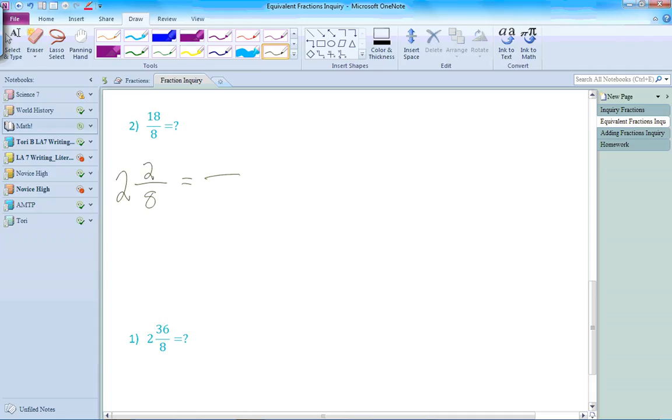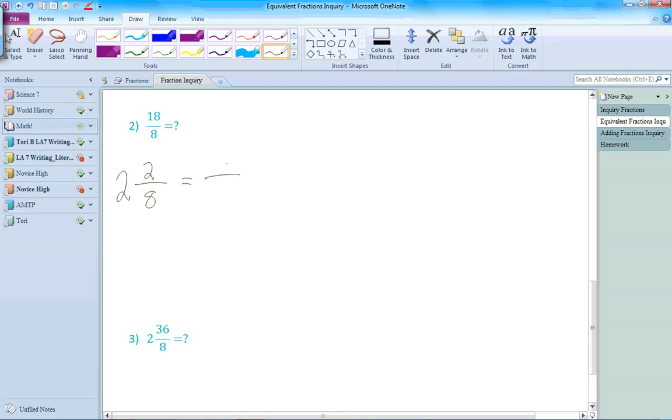Because we had 2 left over after 8. So let's do 8 times 2 equals 16. 18 minus 16 equals 2. So that gives you your extra, so you can have 2/8. And this gives you your 2. So 2 and 2/8 equals.